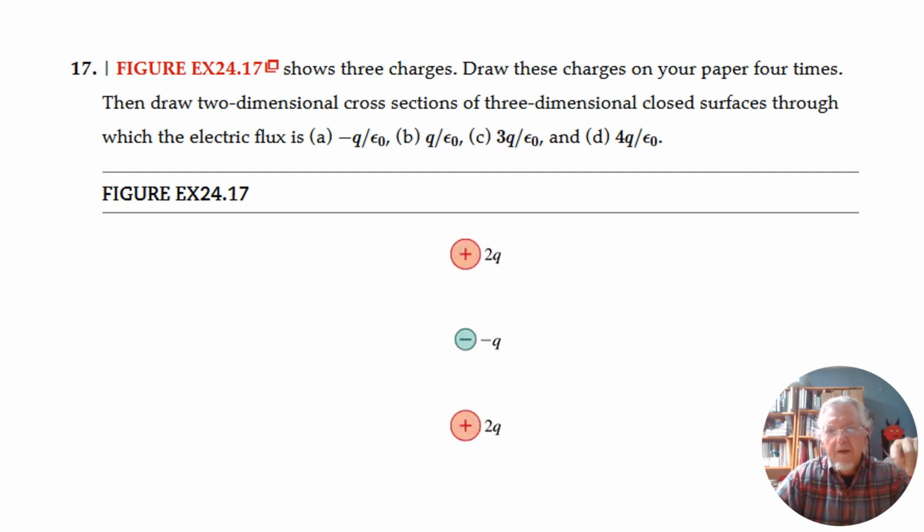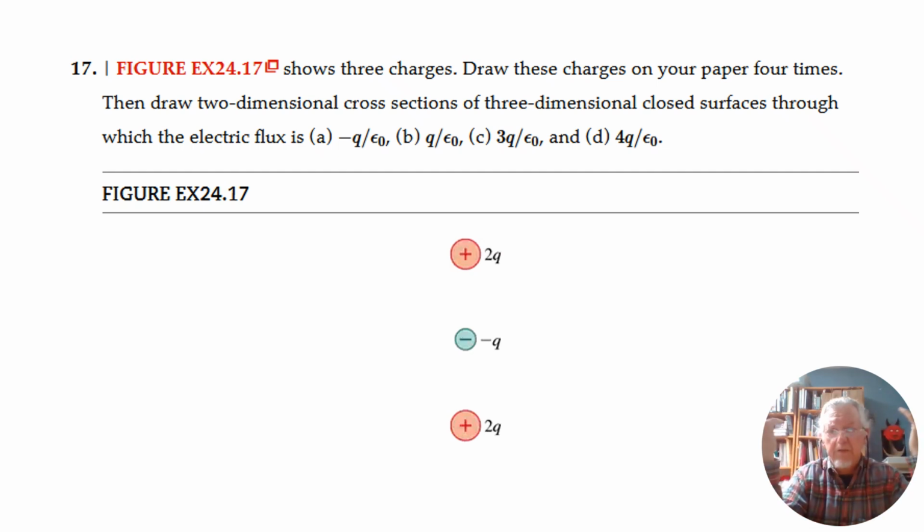All right, so the point here is that we have to imagine they're in space and they're being enclosed by surfaces, enclosed surfaces through which, in case 1, the electric flux is negative Q over epsilon naught. In case 2, the electric flux is positive Q over epsilon naught. In case 3, it's positive 3Q over epsilon naught. And in case 4, it's positive 4Q over epsilon naught.